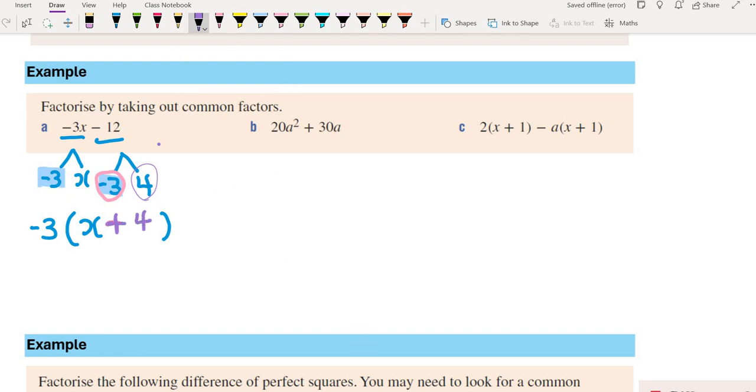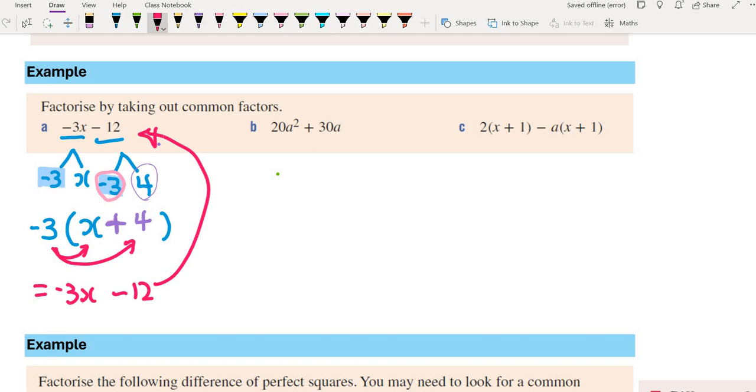One way to check that you've factorized this correctly would be to expand it again. So if you expand this, so multiplying these two, then you can see we have -3x minus 12, which matches what we had originally. So this has been factorized correctly.